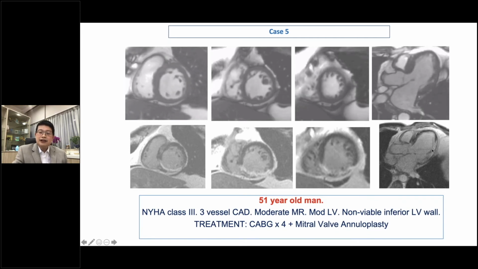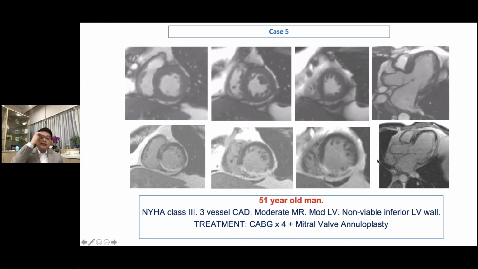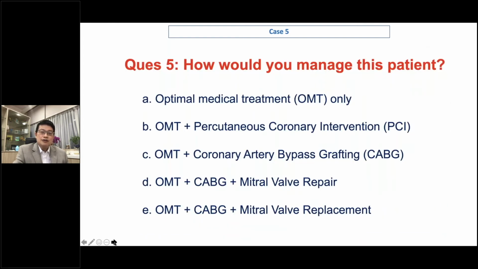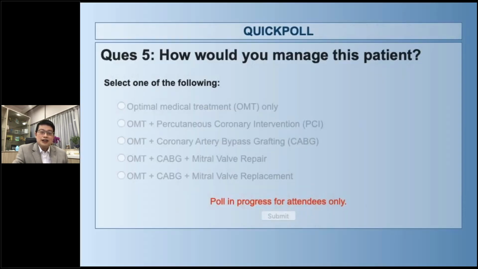We can see that very clearly. The papillary muscle is attached to the non-viable segment. So the patient is unlikely to show an improvement in the mitral regurgitation with just revascularization, and intervention on the mitral valve is needed. I think I've given you the answer to this question. But anyway, we can take the poll. How would you manage this patient? Just optimal medical treatment, or with PCI, or with CABG, or with CABG plus a mitral valve repair or replacement?